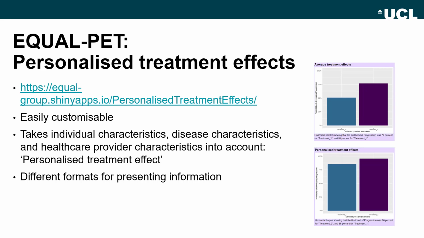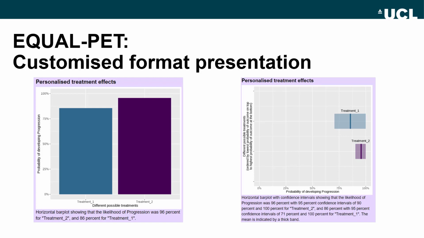Bar chart is one of the most easily understandable formats for communicating evidence to patients. However, bar charts do not communicate the uncertainty in information because of random errors. Equal Pet has options to present the 95% confidence intervals of the personalized treatment effects, although previous research has shown that presenting uncertainty in information can increase patients' anxiety and worry. However, uncertainty in information should be taken into account in order to make the correct decision.